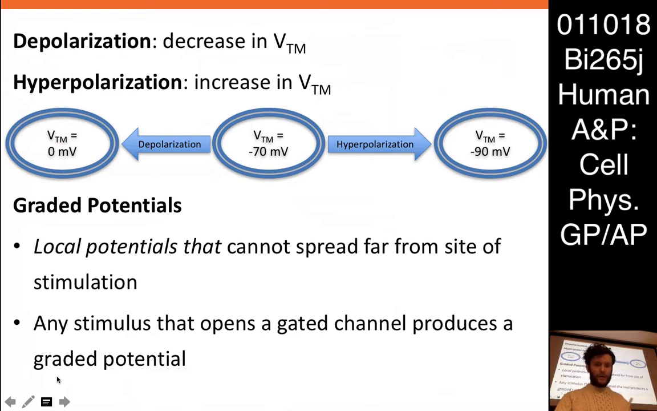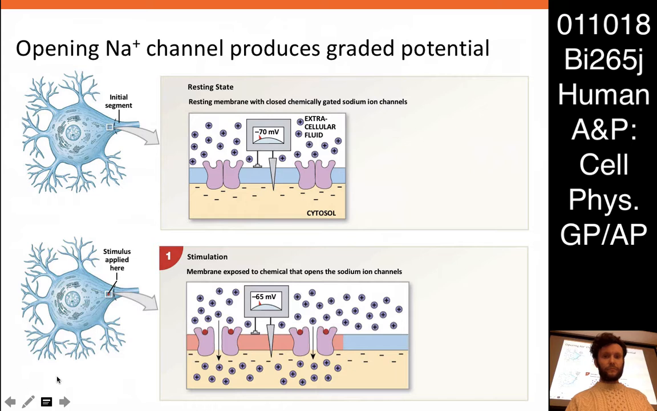All right, on to graded potentials. So they're local. They don't spread far from the site of stimulation. Any stimulus that opens a gated channel is going to create a graded potential. All right? Anything that is going to open up a gate is going to give us a graded potential. Is it a chemical? Is it electrical? Is it mechanical? So let's go through the steps.